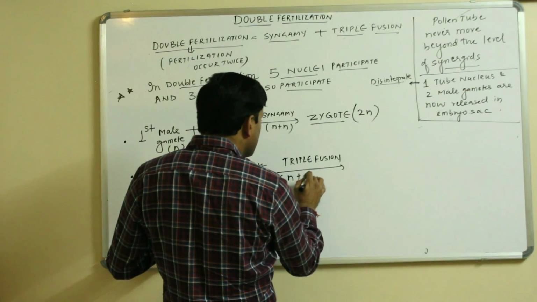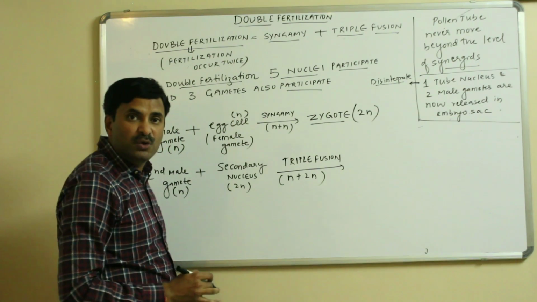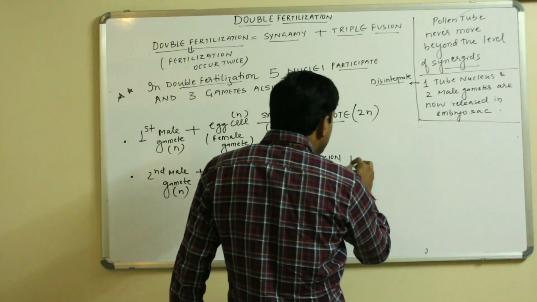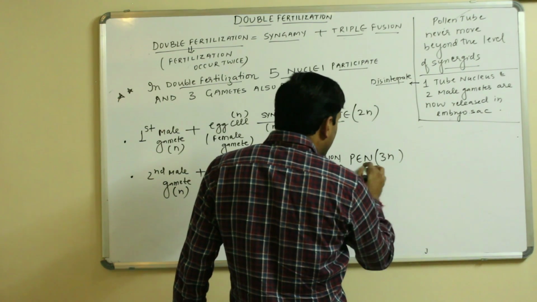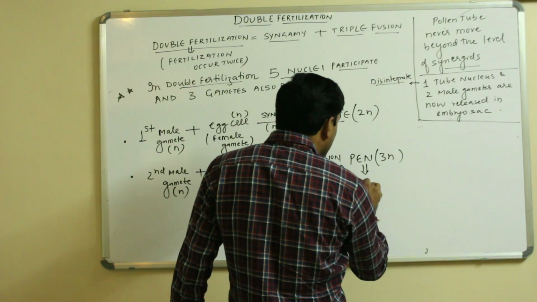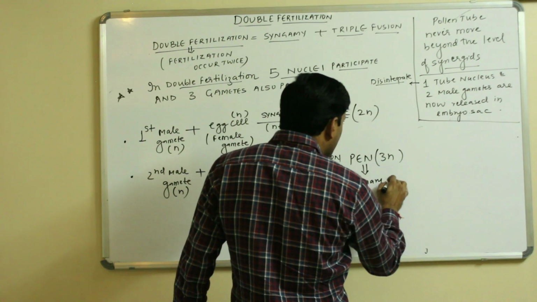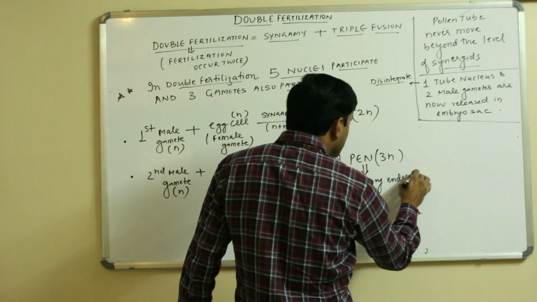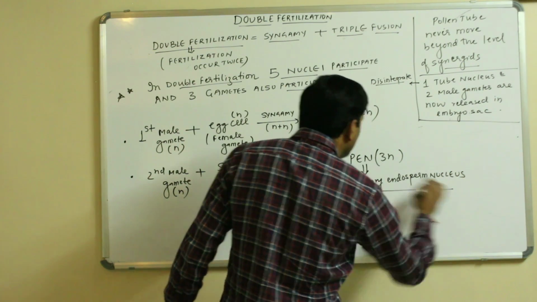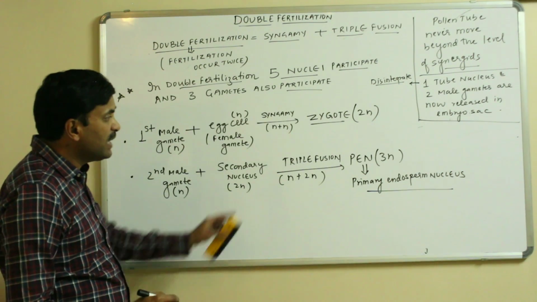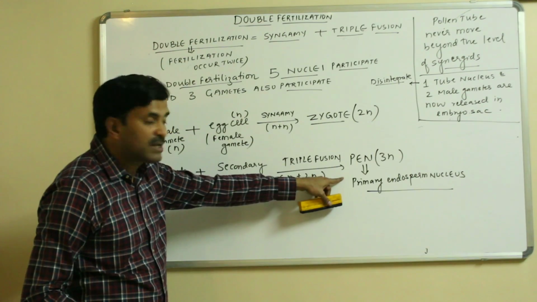Means n plus 2n, and due to which what will happen? A 3n structure will be formed, and that is known as PEN. That is known as the 3n. This PEN is called the primary endosperm nucleus. Okay. So this is a 3n structure.